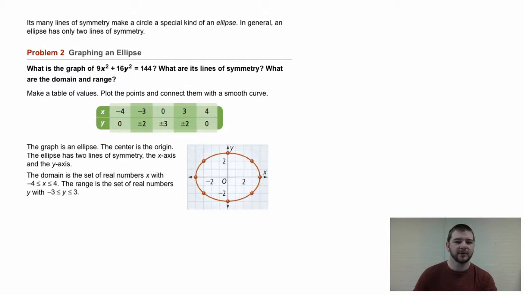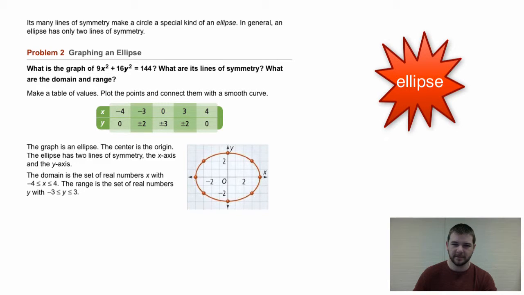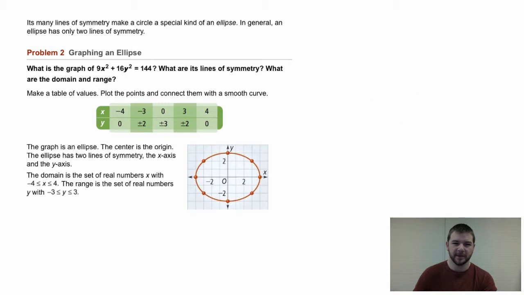Its many lines of symmetry make a circle a special kind of ellipse. In general, an ellipse has only two lines of symmetry. Example problem 2. Graphing an ellipse.